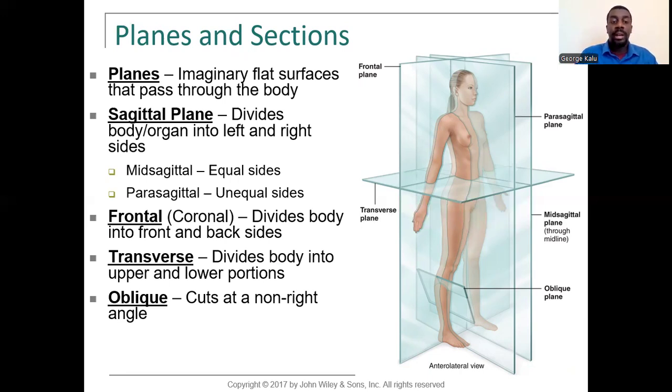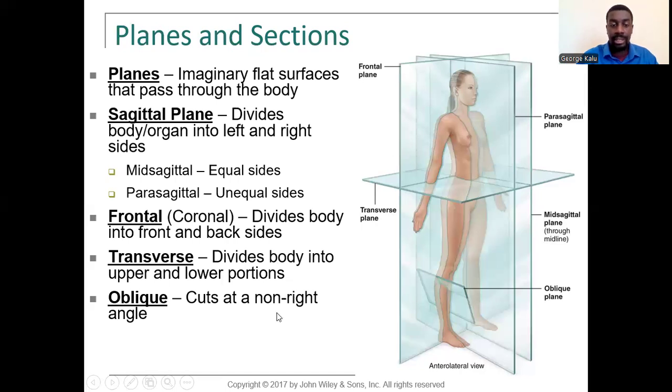The next plane is a frontal, also called a coronal plane. The coronal plane is also vertical, and it will go from the top all the way down to the bottom of the body, and it will separate the front and the back sides of the body. Next, we have transverse. A transverse plane is going to separate the body into top and bottom portions, or upper and lower portions.